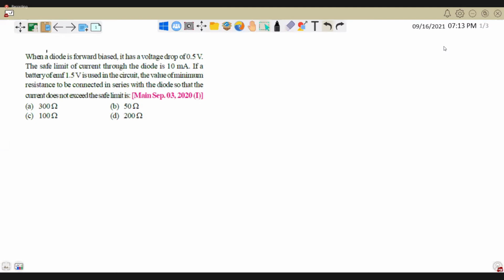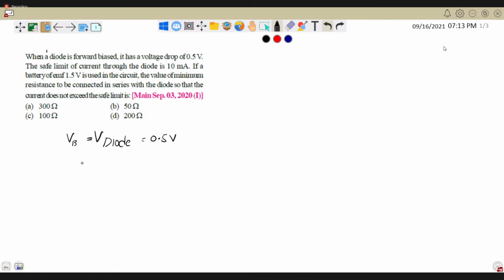When a diode is forward biased, it has a voltage drop of 0.5 volts. So the voltage of your diode is 0.5 volts. This is nothing but your barrier potential, isn't it? So if the charge has to go through the diode, its applied potential should be greater than 0.5 volts. If it is less than 0.5 volts, nothing happens. The diode will not pass current through it.